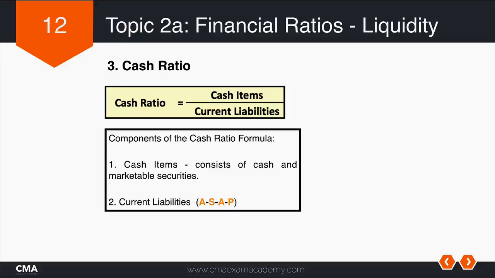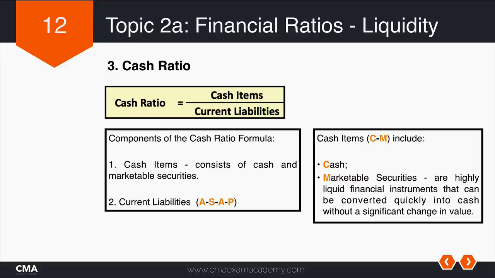The cash ratio is the most conservative liquidity ratio as it only considers cash and marketable securities in its numerator. Marketable securities are financial assets that are highly liquid and can be converted quickly into cash without a significant effect on prices. Marketable securities usually mature within a year from the date of purchase. Marketable securities include treasury bills, commercial paper, bankers' acceptances, and other money market instruments.